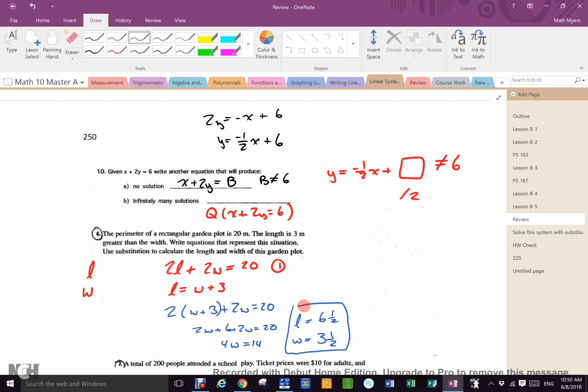Everybody good? Is the length 3 meters longer than the width? Yep. Does 3.5 plus 6.5 equal 10? Plus 10 for the other side of the garden? Does that equal 20? So did we do it right? Yep. That's out of 3.